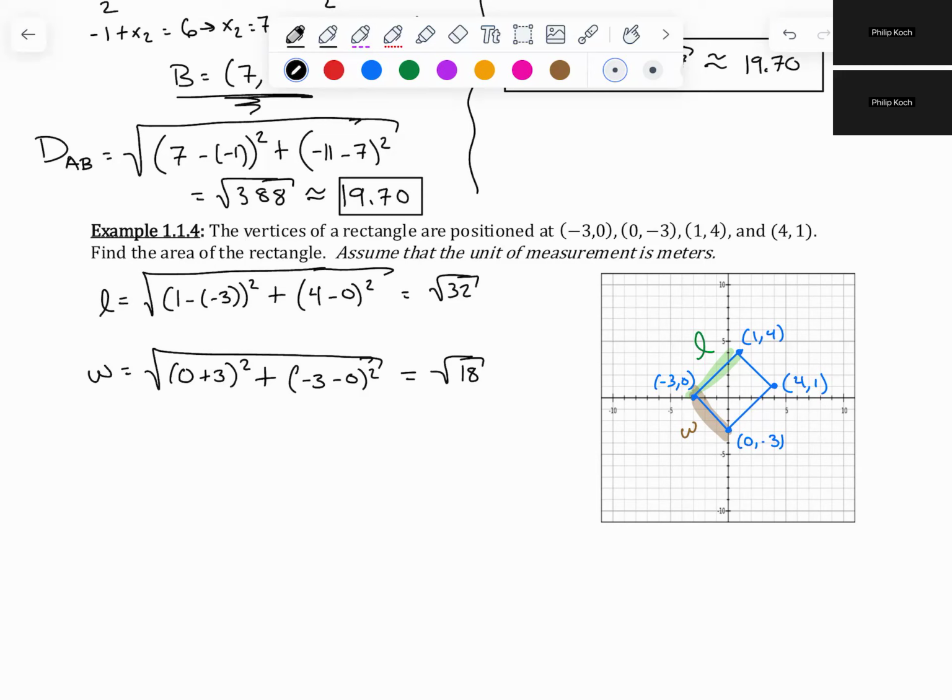So I guess technically meters, because it says assume that the unit of measurement is meters. So then the area of the rectangle will be length times width, which will be the square root of 32 times the square root of 18, which is 24 when you plug it in your calculator, meters squared. I thought it was a cute problem.